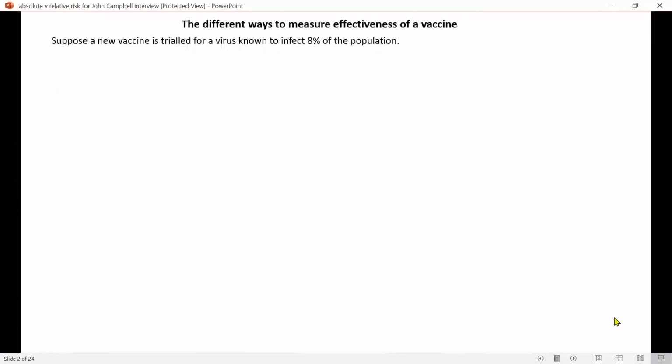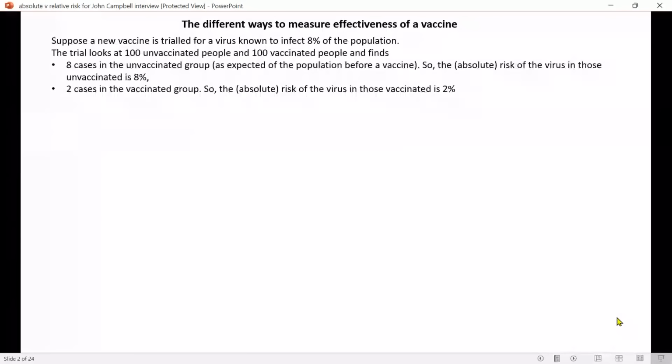Yeah, so suppose you've got a new vaccine and it's trialled for a known virus which affects 8% of the population. So eight out of every 100 people before the vaccine comes along are going to be infected. Well, suppose this trial takes 100 unvaccinated people and 100 vaccinated people, then obviously you would expect to find about 8 cases in the unvaccinated, because that's what we know from the population previously. Well, let's suppose that amongst the 100 vaccinated, you find only 2 cases.